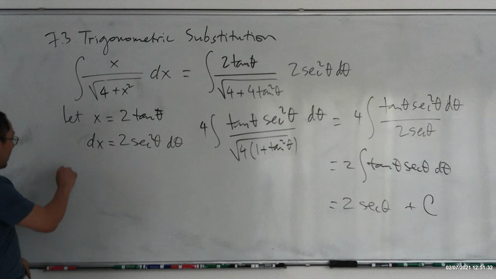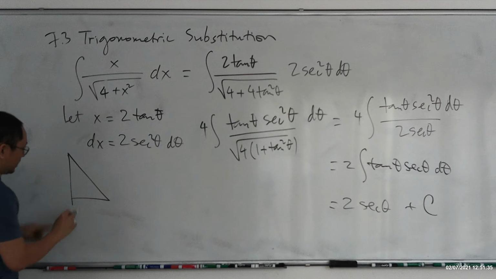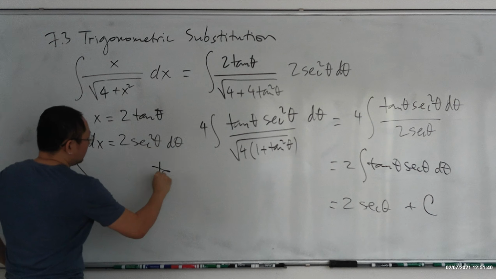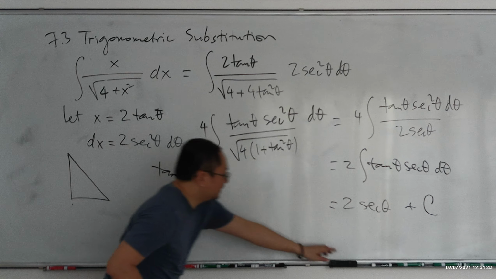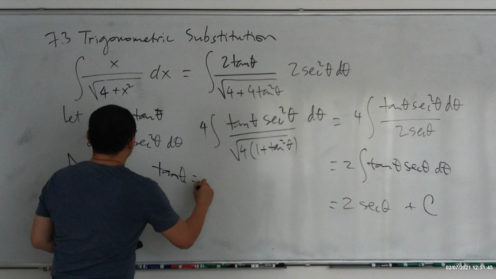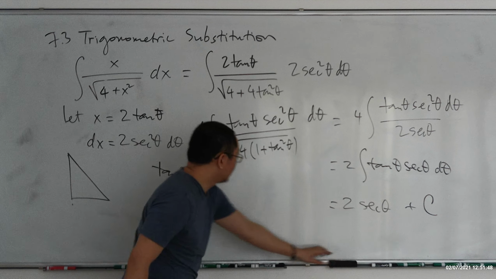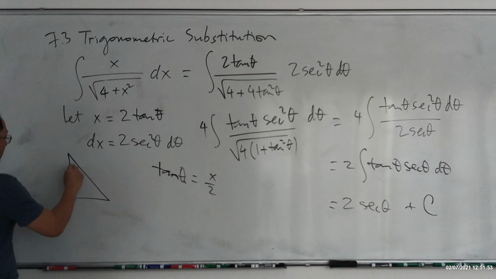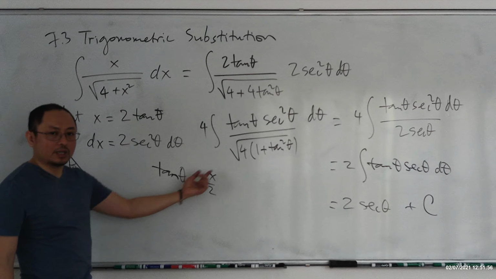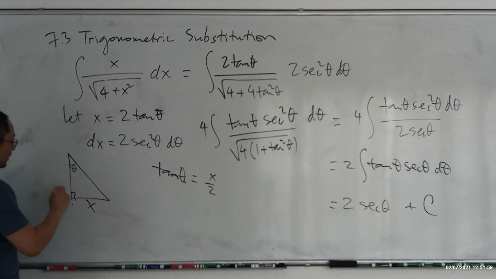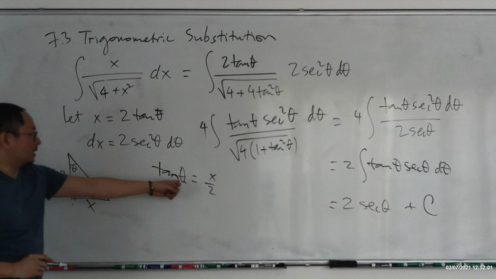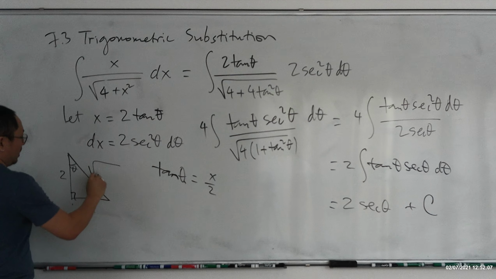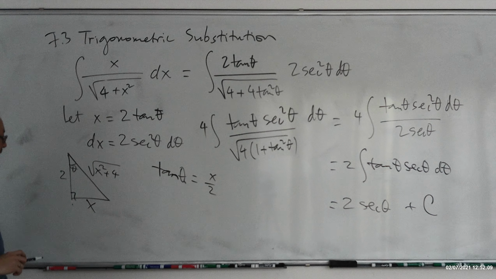Draw the right triangle again. This is the second time that I show you this technique. I said x equals 2 tangent of theta, so tangent of theta is x over 2. This is my right triangle, this is the angle theta. I know the tangent is opposite over adjacent, so opposite over adjacent is x over 2. x is on the opposite and 2 is on the adjacent. So the hypotenuse is going to be the square root of x squared plus 4. I'm using the Pythagorean theorem.